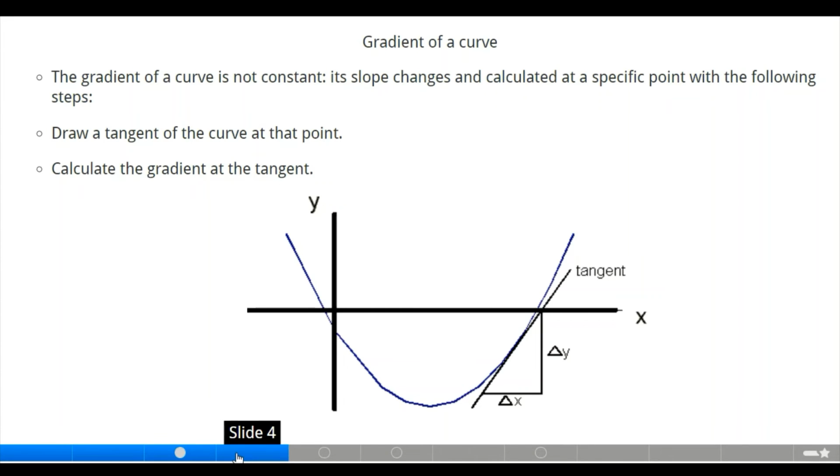The first thing we have to do is draw a tangent to the curve at that point. Then we calculate the gradient of the tangent. You have an illustration here. This is a curve, and for us to get the gradient, we draw a line at this point here, and we calculate the gradient where it meets the x-axis and where it meets the y-axis.